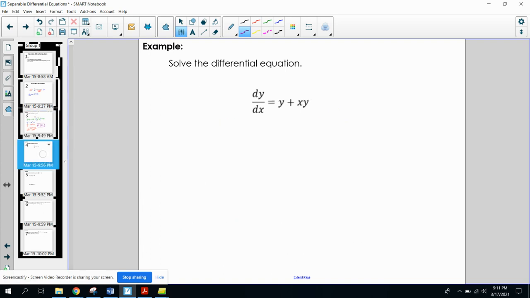So let's look at another example. Again, we want to solve the differential equation.